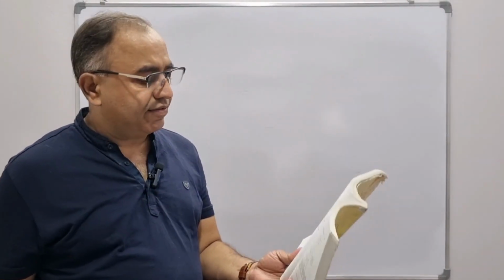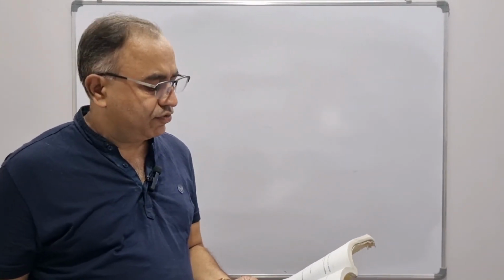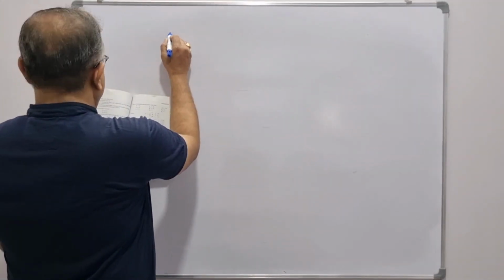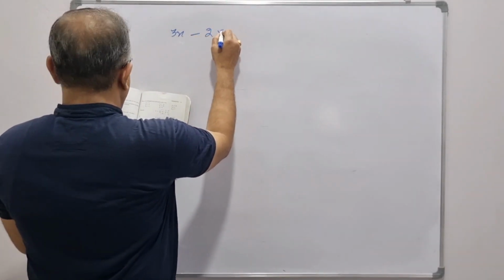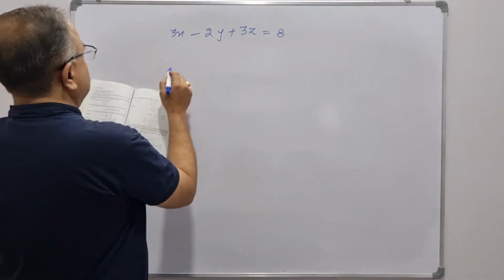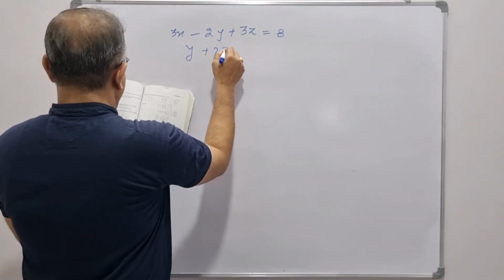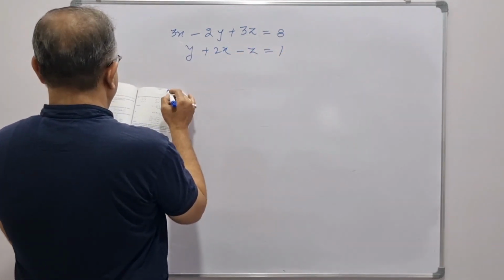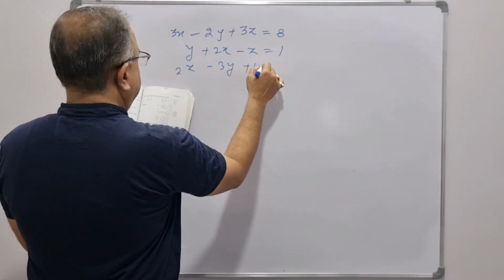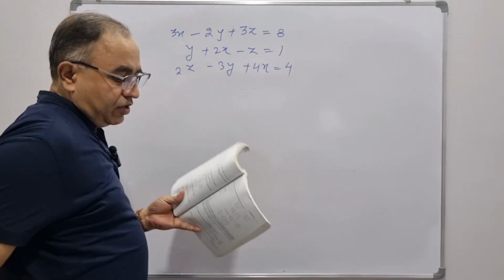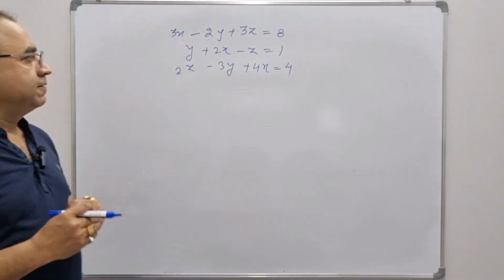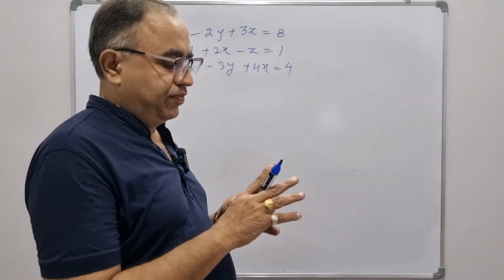In the exam it can ask you to solve the following system of equations by matrix method. So the system I am illustrating here: 3x minus 2y plus 3z equal to 8, y plus 2x minus z equal to 1, 2z minus 3y plus 4x equal to 4. Solve the system of linear equations using matrix method.